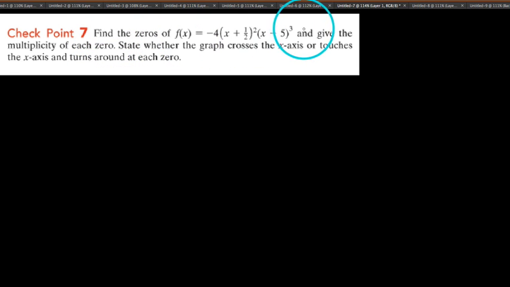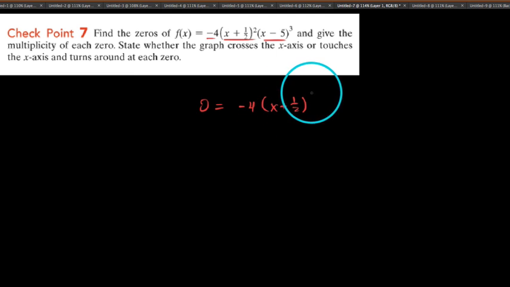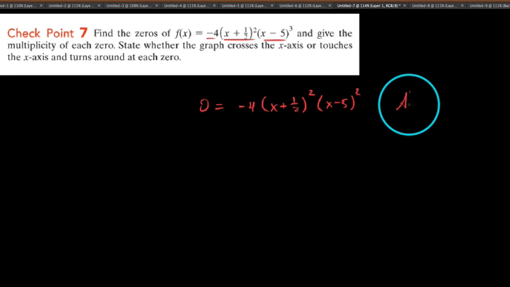We say find the zeros of this function and give the multiplicity of each zero, and then state whether the graph crosses the x-axis or touches the x-axis and turns around at each zero. So when you look at something like this for the first time, it's really intimidating. But what I want everybody to see is this. If we're going to find the zeros, we're first of all going to set y equal to 0. But we have something that's been given to us in a factored form. So it's worth writing a note here. We'd say that this is already factored.